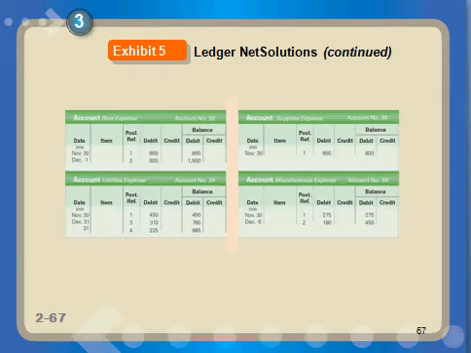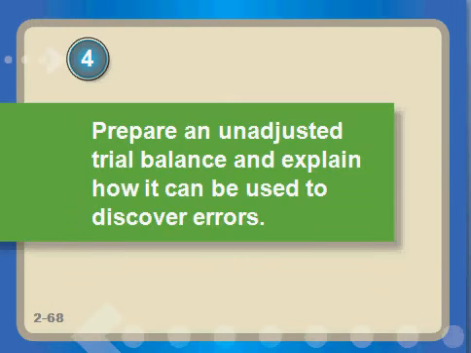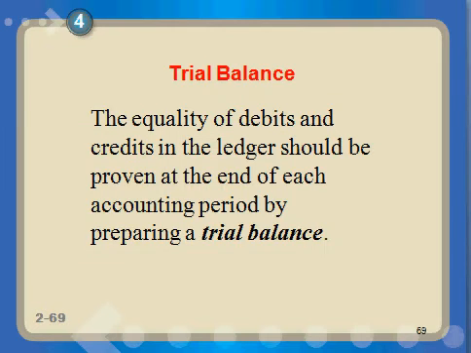So what we're going to do at this point is prepare an unadjusted trial balance and explain how it can be used to discover errors. Our trial balance is nothing more than checking the equality of our debits and our credits in our ledger. And we need to prove that at the end of each accounting period, and we do that by preparing this trial balance.